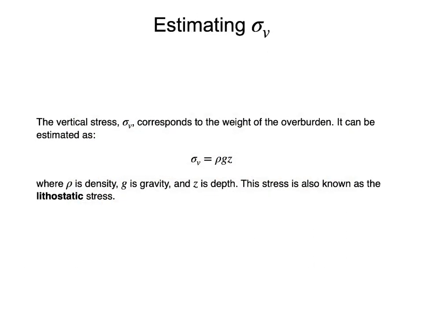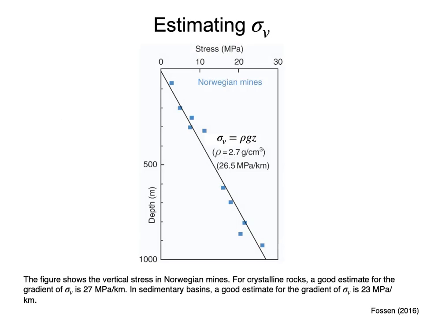The vertical stress is easy to estimate. It is the weight of the overburden and is equal to rock density times gravity times depth. This stress is known as the lithostatic stress. This figure shows the vertical stress in Norwegian mines. For crystalline rocks, a good estimate for the gradient of sigma v is 27 megapascals per kilometer. In sedimentary basins such as the North Sea, a good estimate for the gradient of sigma v is 23 megapascals per kilometer.